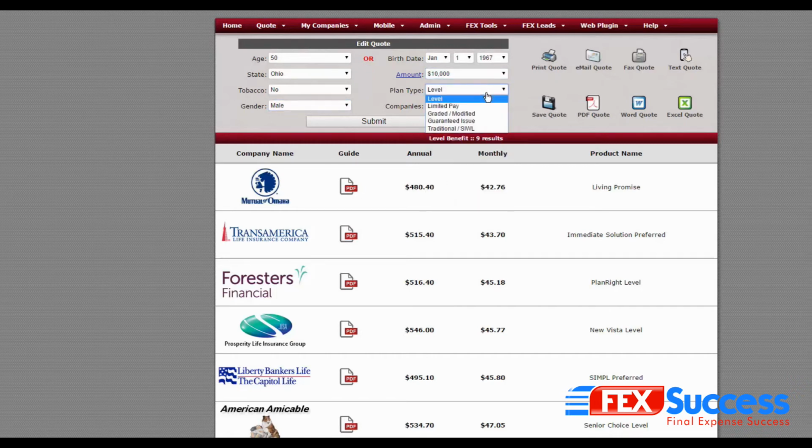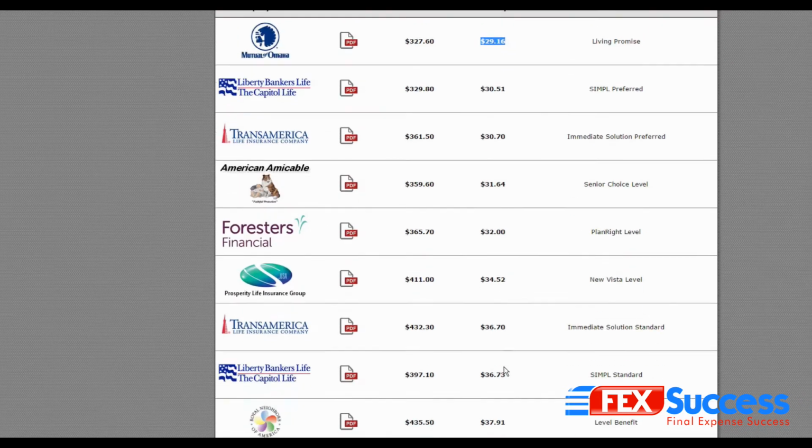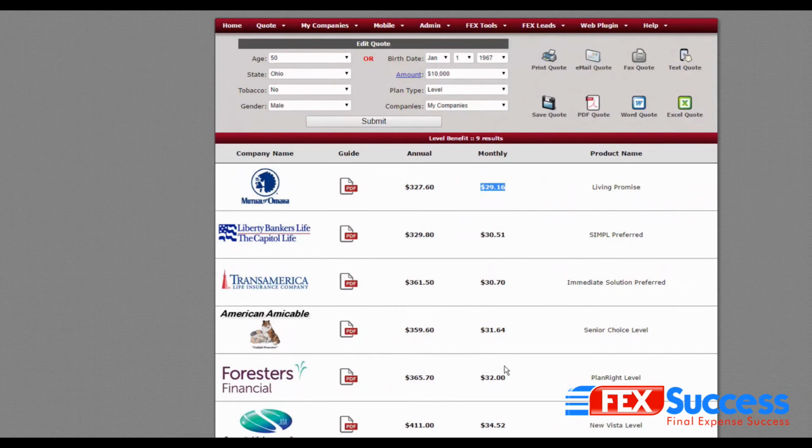You can change if you want to go to a graded or modified, or maybe this person doesn't qualify for a level or graded or modified, so you need to go to the guaranteed issue. So you just pick out the plan type, and then you'll click on submit, and it's going to recalculate those rates. And there's that $29.16 that we did earlier for a male non-tobacco. You'll see with Mutual of Omaha. And so it just calculates out the premiums. So this is the three methods for calculating premiums.